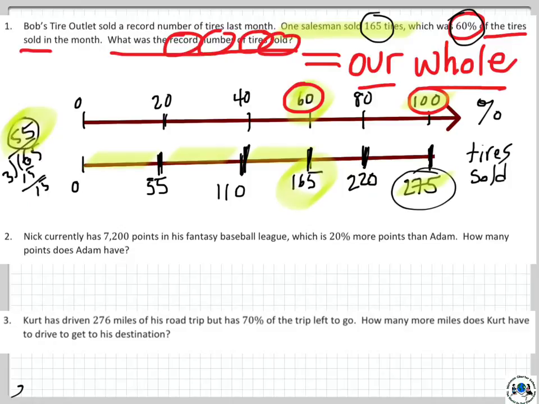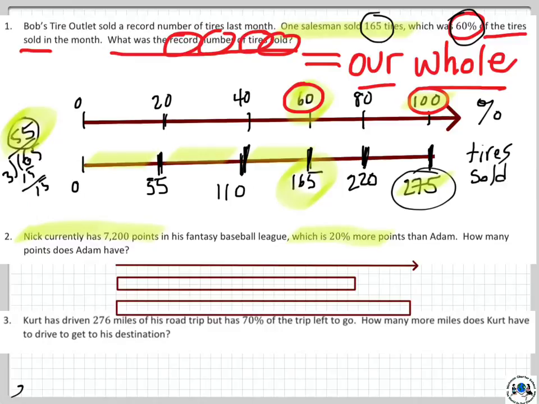Okay, so this next problem has Nick currently has 7,200 points in his fantasy baseball league, which is 20% more points than Adam. Now this might be a little bit confusing because, again, the first thing we want to figure out is our whole.